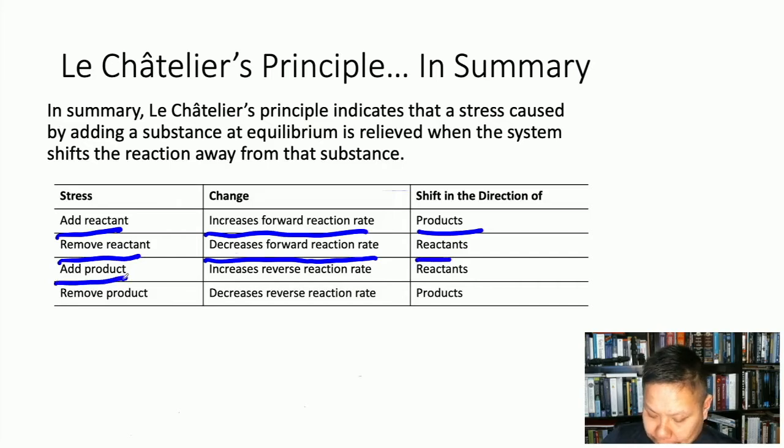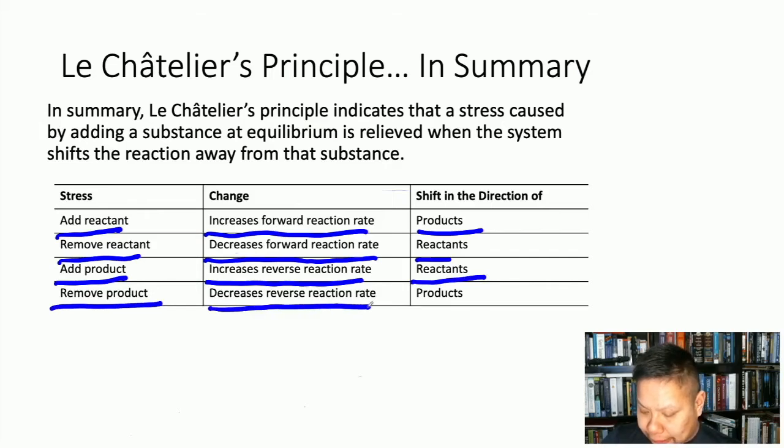And then if you add more product, it increases the reverse reaction. It shifts the direction of the reaction towards the reactants. And if you remove product, it decreases the reverse reaction rate, increasing the forward reaction rate, making more products to achieve equilibrium, right?